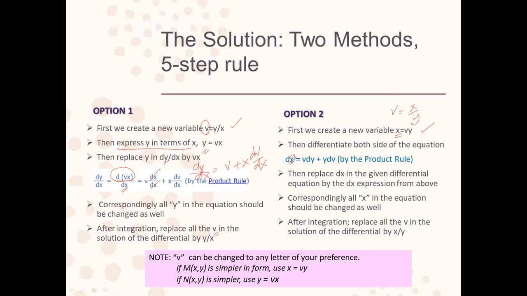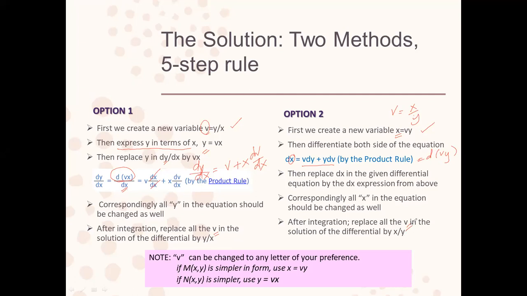So if you change this x to vy, you again use the product rule of differentiation. First term times the derivative of the second plus the second times the derivative of the first. It's because this dx there is actually the d of vy. So you perform here the product rule of differentiation, and this would be the resulting two terms. In here, you have replaced all y's. In here, you will replace all x and dx in your original DE. After separation of variables and integration, you need to replace all the v's again in your solution, this time not by y over x, but by x over y.